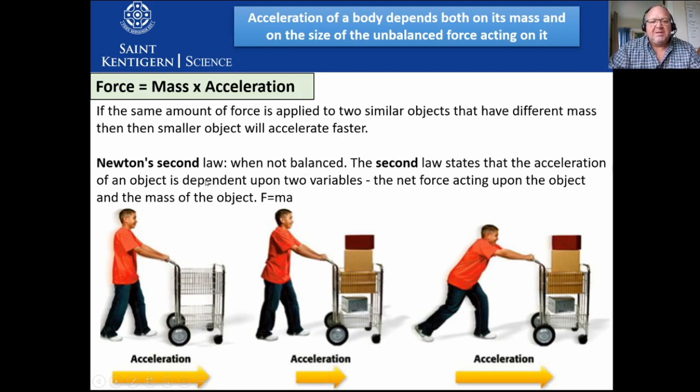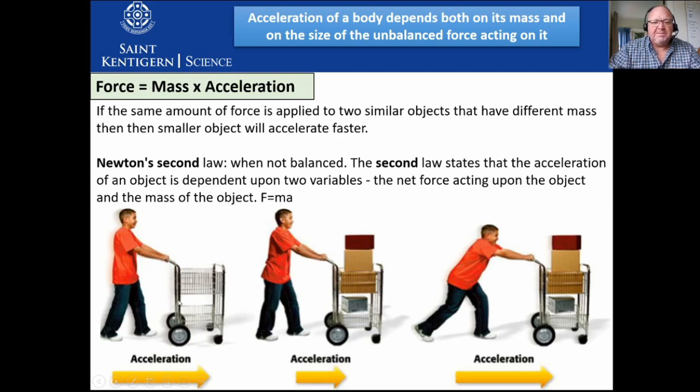Anyways, Newton's second law says that when forces are not balanced, the acceleration of an object is dependent upon two variables: the net force acting upon the object and the mass of the object. So it comes into this: force equals mass times acceleration.